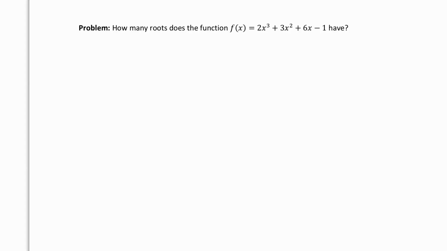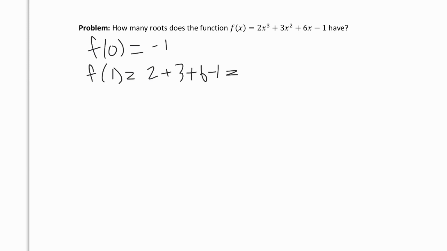Well, factoring it looks a little tricky. You could try factoring it, but I'm going to plug in f of 0, which will give me -1. And I'm going to plug in f of 1, which will give me 2 plus 3 plus 6 minus 1, which is 10. Notice this is negative, and this is positive.